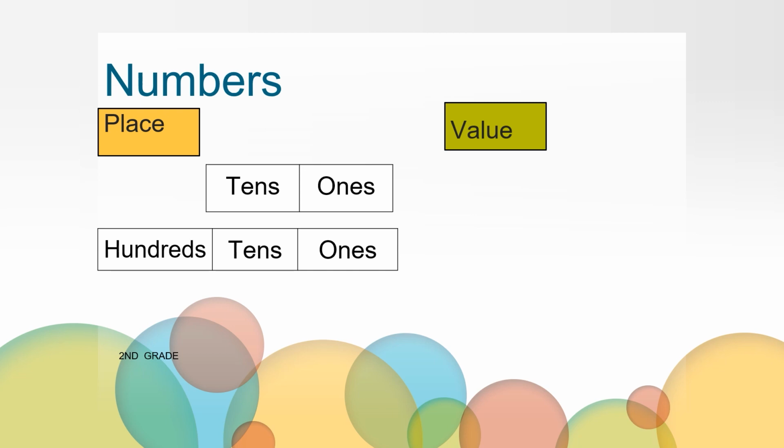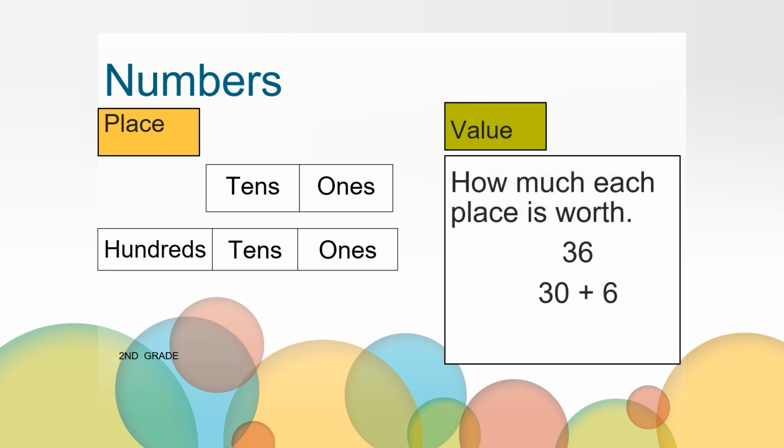Each place has a value. Value means how much each place is worth. We've learned that it takes 10 ones to make a 10 stick, and that it takes 10 tens to make 100. In the 2-digit number 36, the 3 in the tens place is worth 30, and the 6 in the ones place is worth 6. 30 plus 6 equals 36. When you write an addition problem showing the value of each place, that's called expanded form.